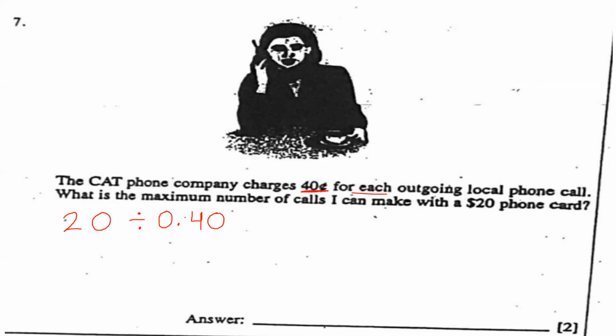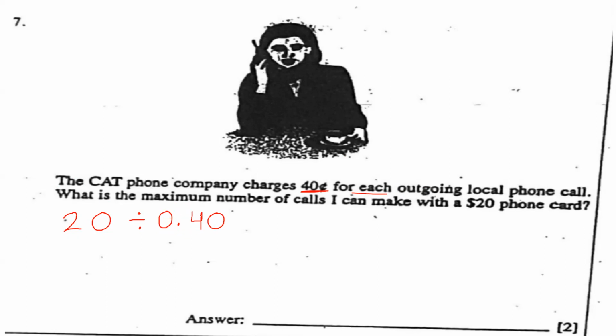Now, since we have a whole number divided by a decimal, we don't want to be dividing by a decimal because it's difficult. So what we're going to do is try to convert this decimal, 0.4, into a whole number. So how can we convert 0.4 into a whole number?